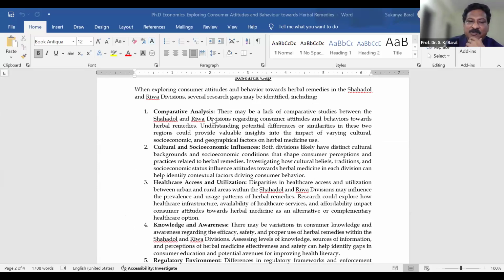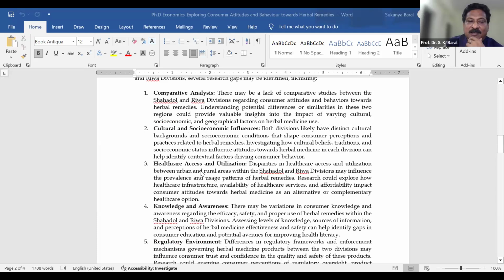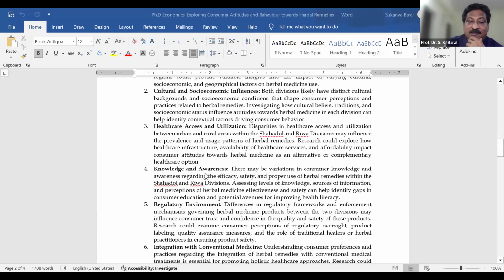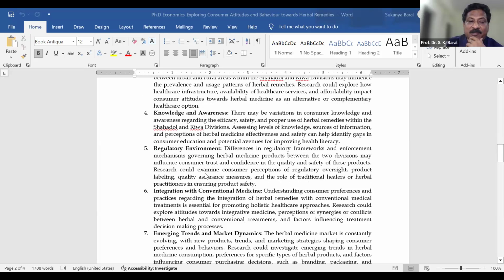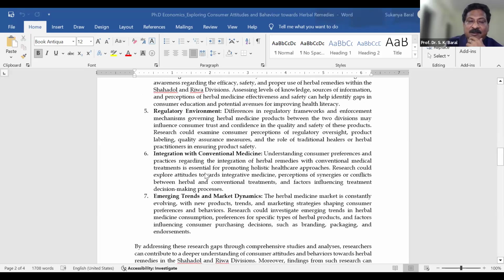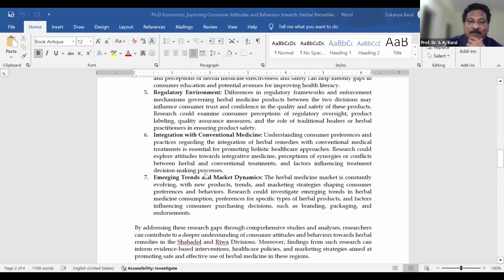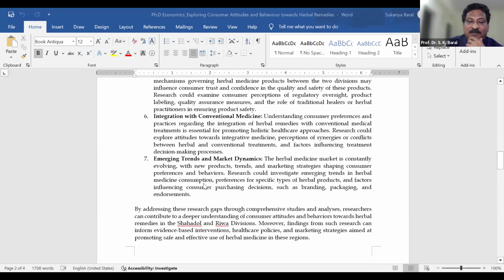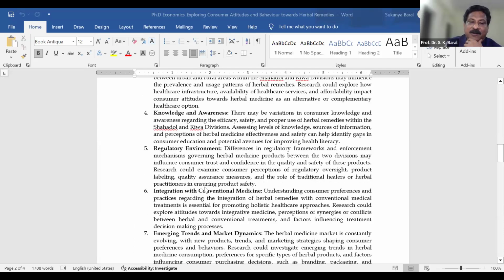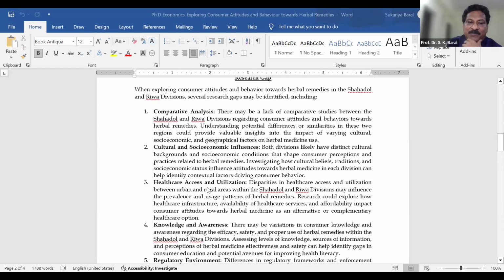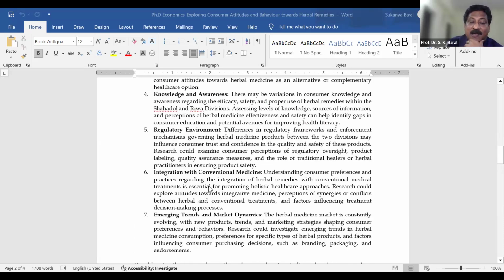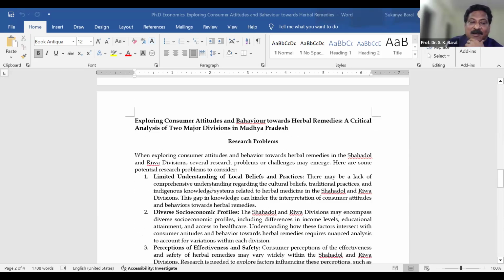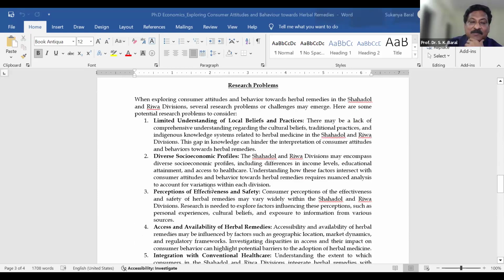Comparative analysis, whether there is a gap: cultural and socio-economic influence, healthcare access and utilization, knowledge and awareness, regulatory environment, integration with conventional medicines, and emerging trends and market dynamics. Because these are the research gaps I found, and I suggested my scholar take all those things. And with this, I have found some research problems.